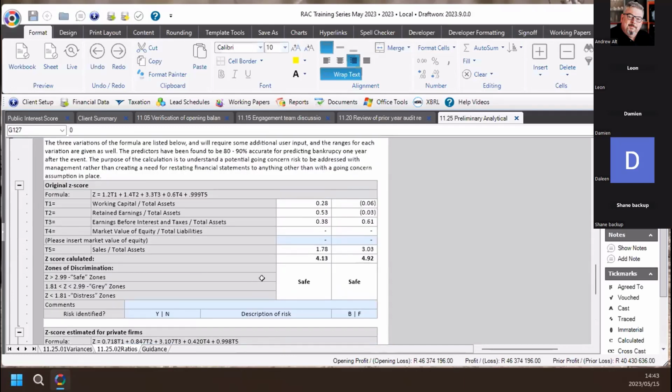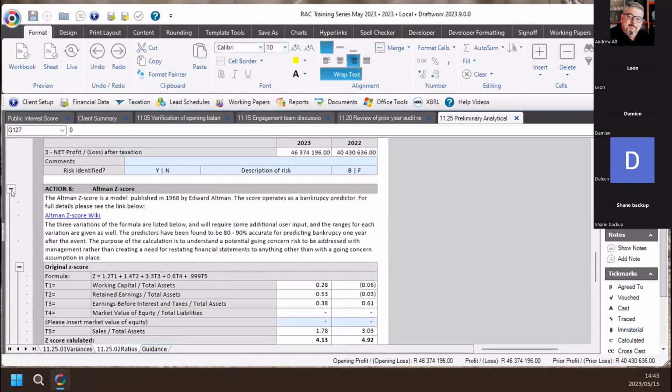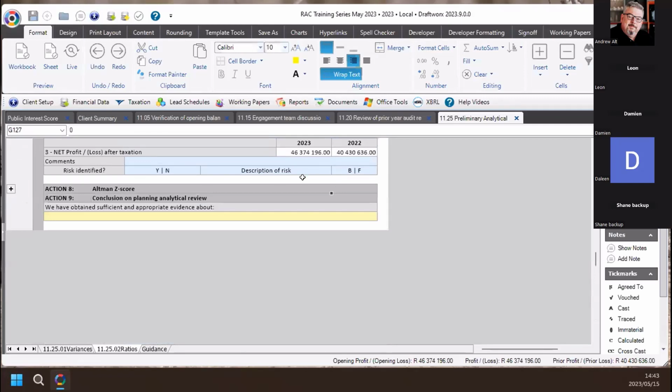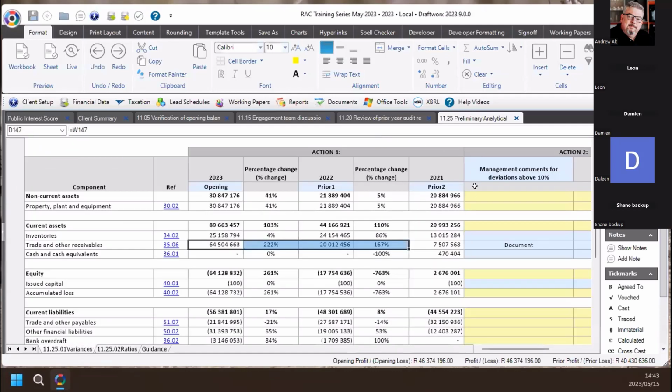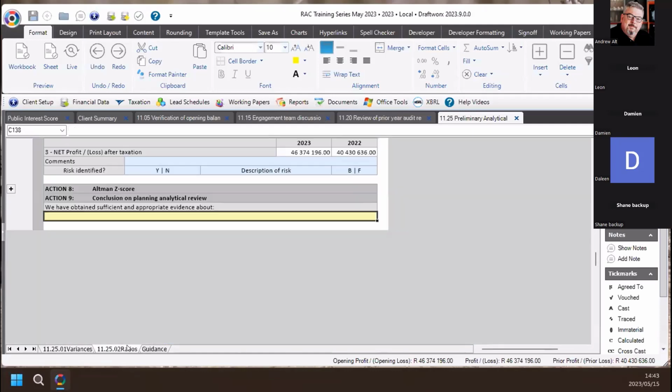It is only one indicator. If you don't want to use the Z-score, you can just close the grouping, not a problem. If you want to, you can open whichever ones you're wanting to look at and make comments on. And ultimately, we wanted to provide a conclusion on the planning analytical. And based on what we've had and based on the comments we've received from management, we might want to say something here like management seems quite aware of the movements for the year.